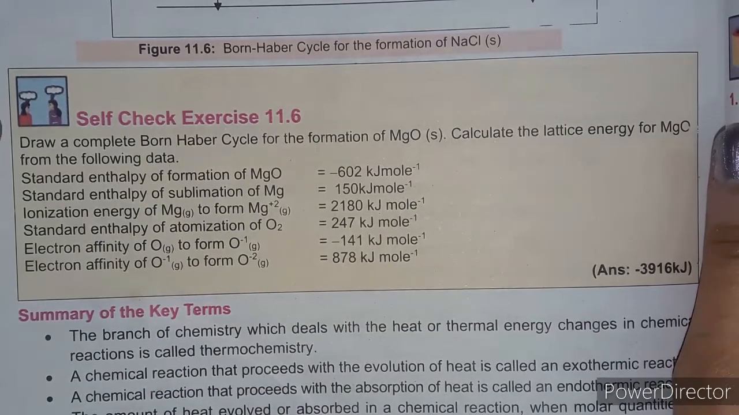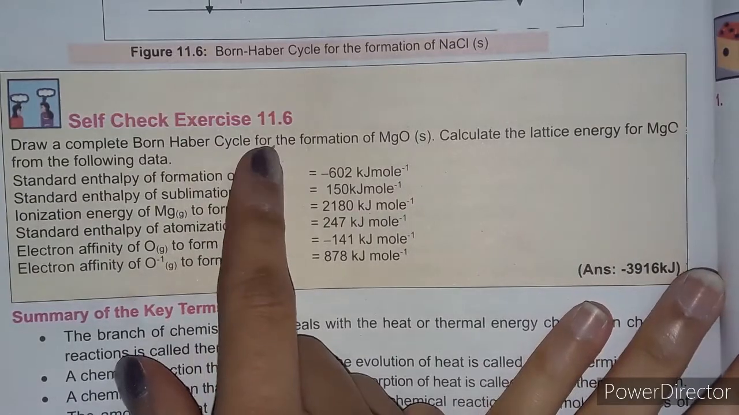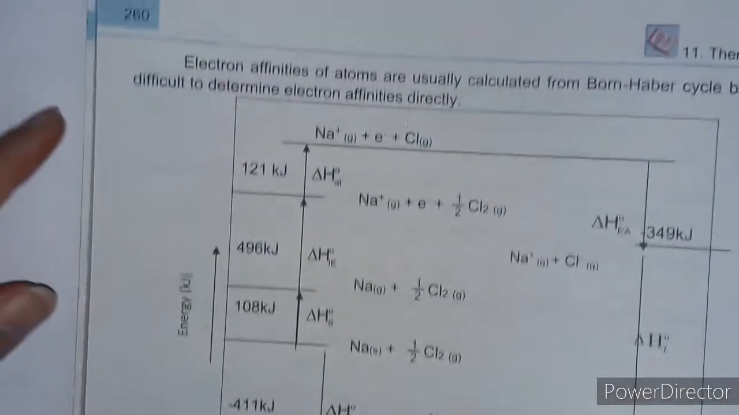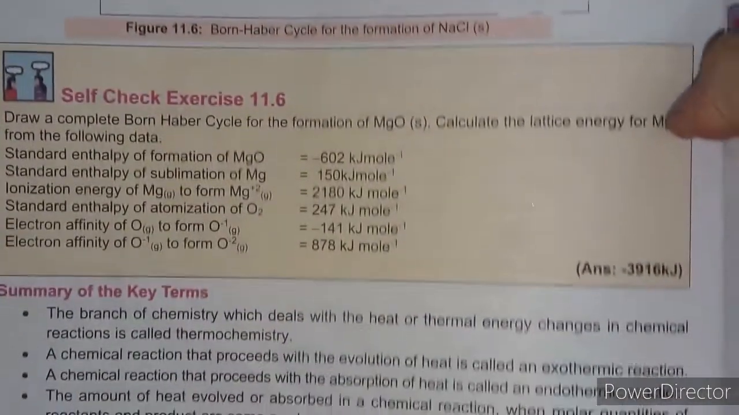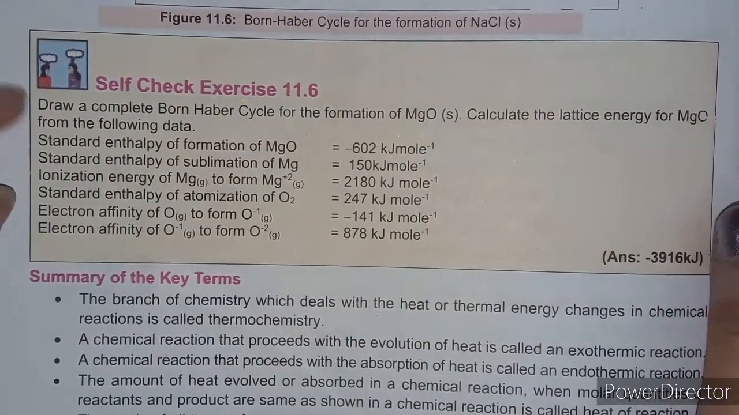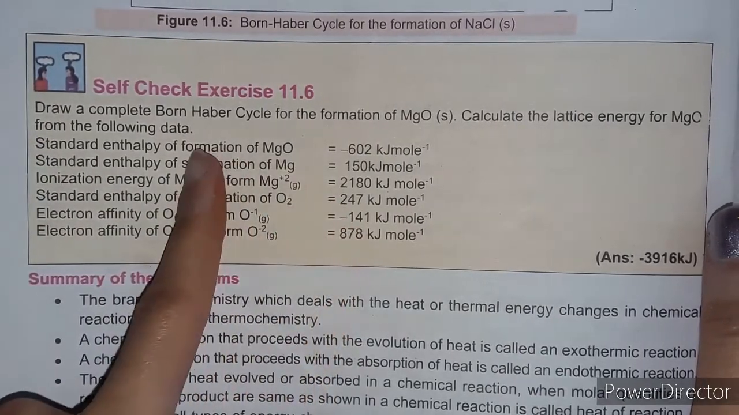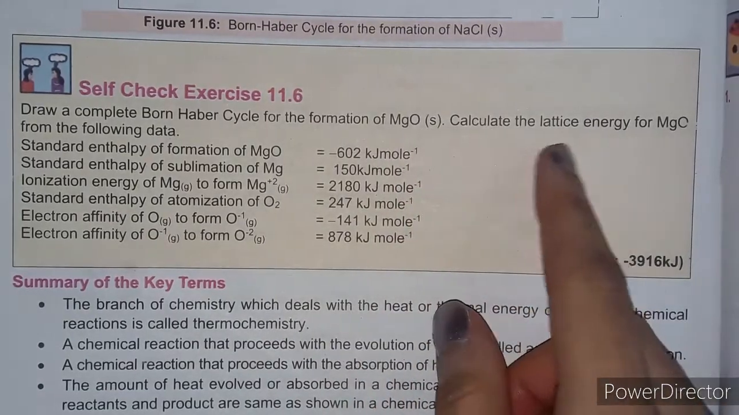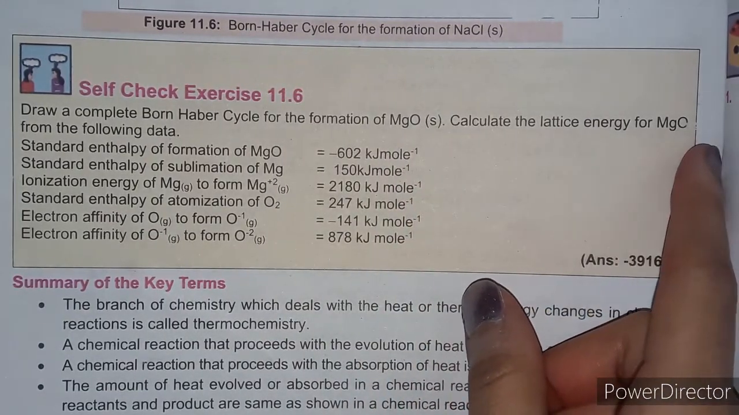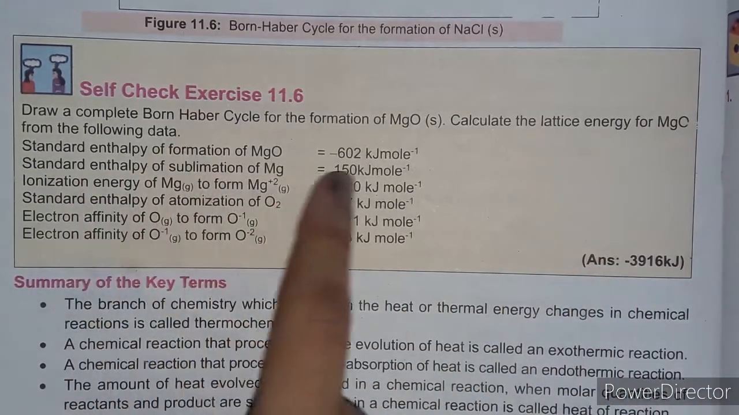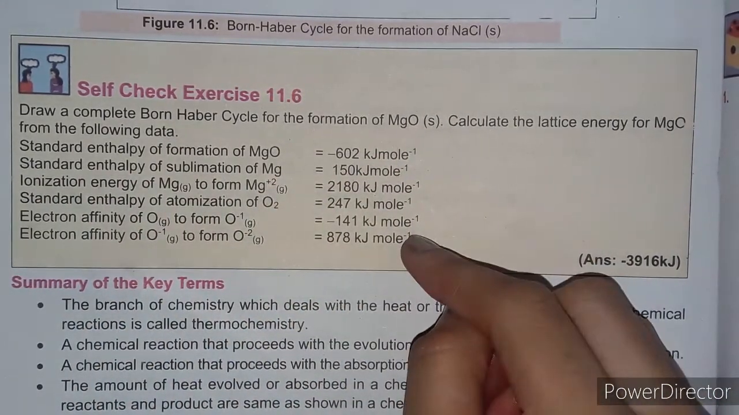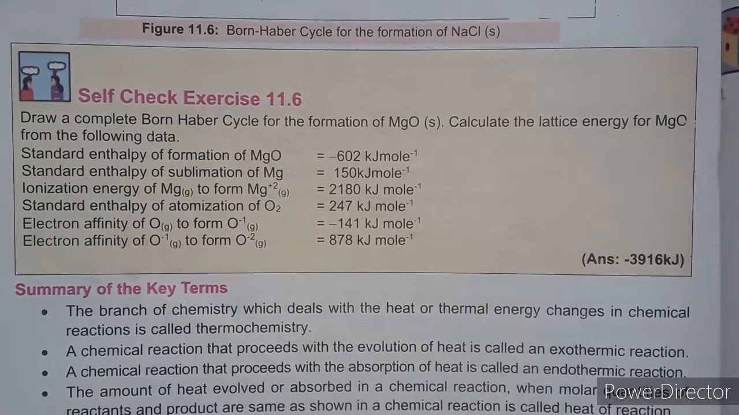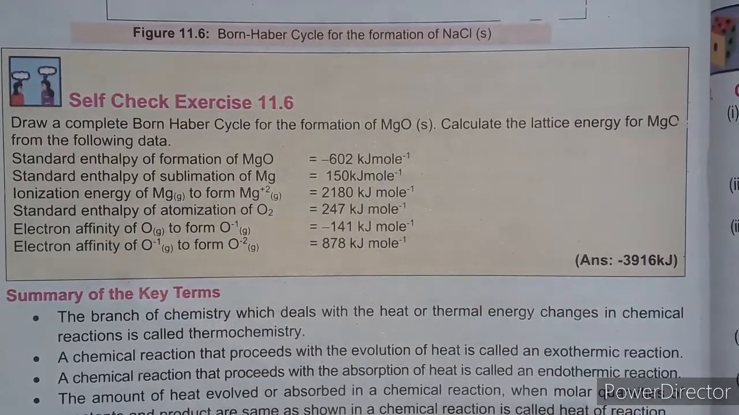Today we will solve the self-check exercise on page number 260 of your book. We have to draw a Born-Haber cycle for the formation of MgO and calculate the lattice energy for MgO from the following data. We are given all the enthalpies. So let's start our video.